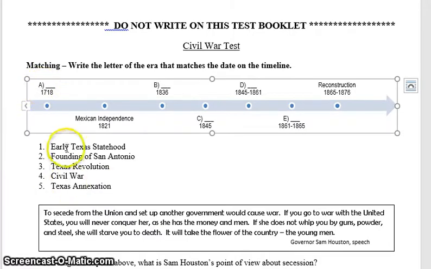So first date here is 1718. Which one matches that? Next date, 1836. Which one matches that? 1845. Which one matches? 1845 to 1861. And then lastly, 1861 to 1865. So those dates correspond to either early Texas statehood, founding of San Antonio, Texas Revolution, Civil War, or Texas annexation.